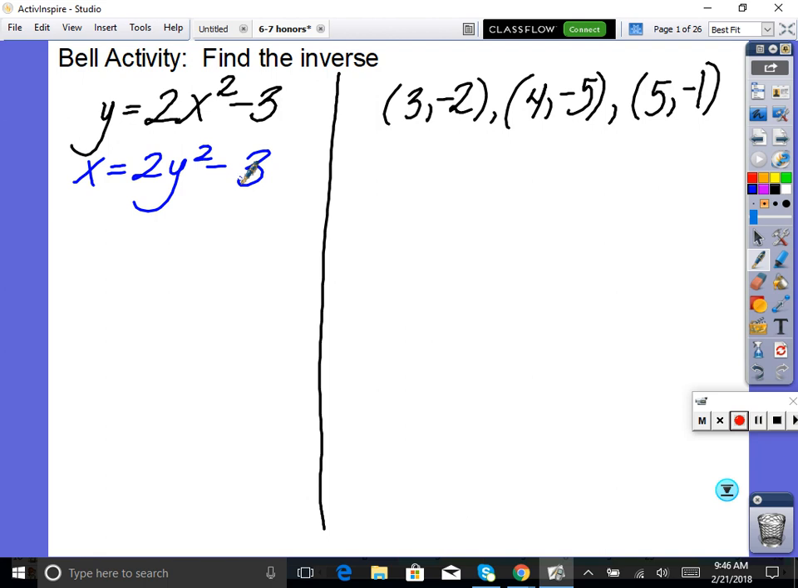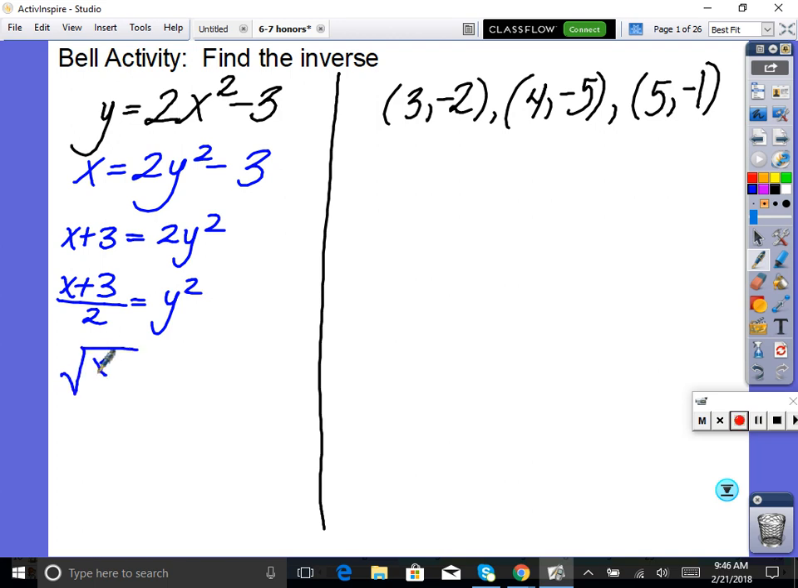So solve for y, correct? This is how we find inverses. So we'd have x plus 3 equals 2y squared. Then we would divide by 2. We would have x plus 3 divided by 2 equals y squared. And then we would square root it. And what can we not forget?